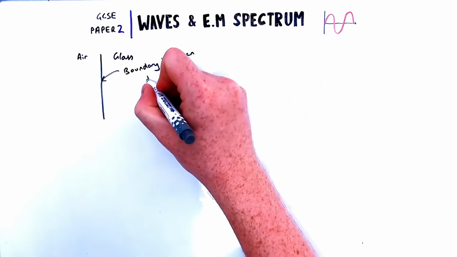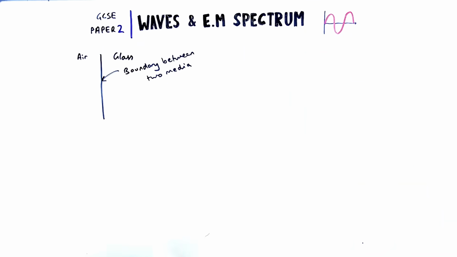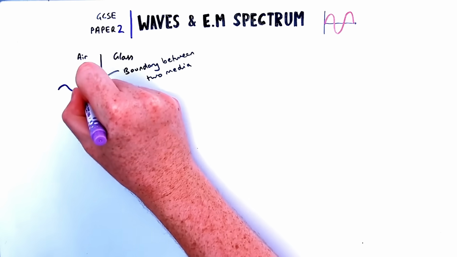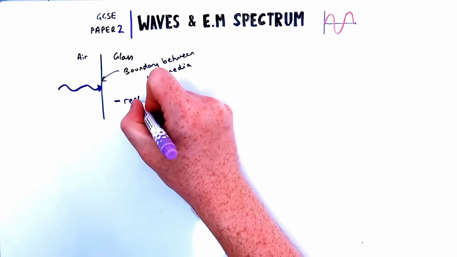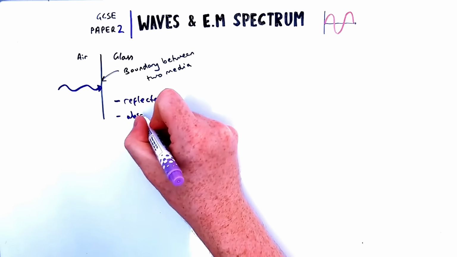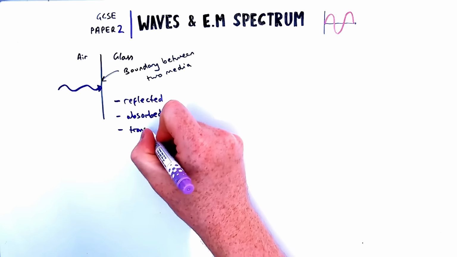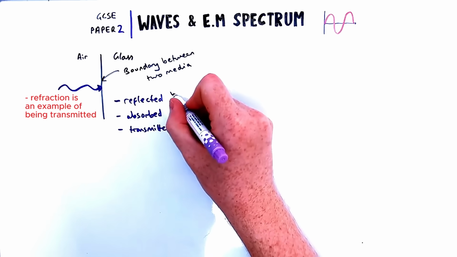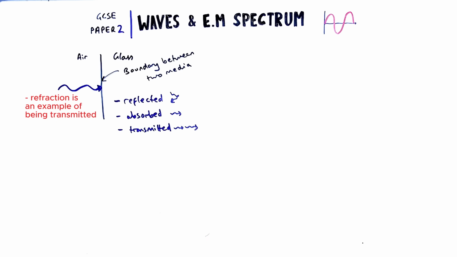When a wave hits a barrier between two different substances or two different media, the following can happen. The wave could be reflected, it could be absorbed, or it could be transmitted, or more likely a combination of any of these things. What happens when a wave gets reflected from a surface?